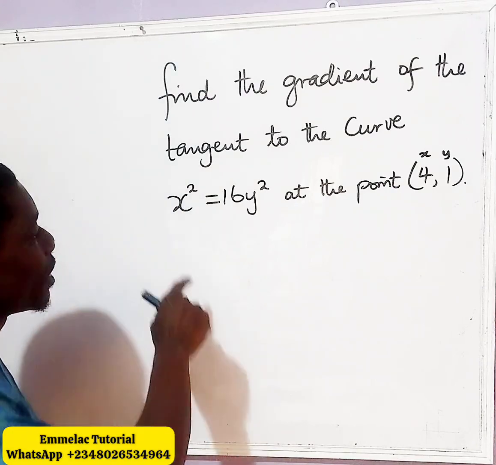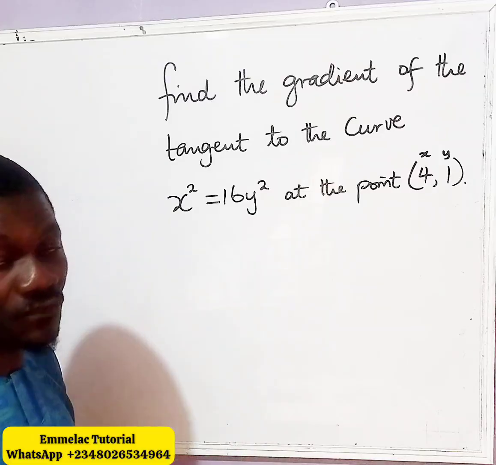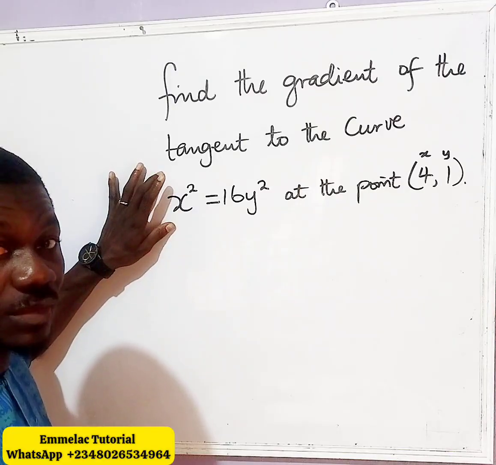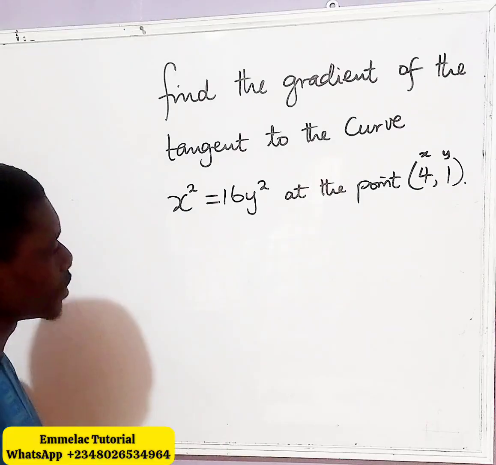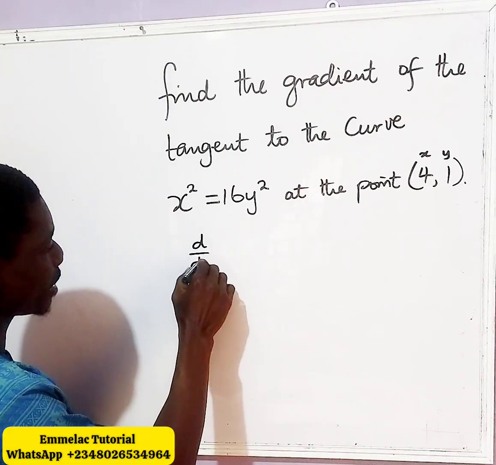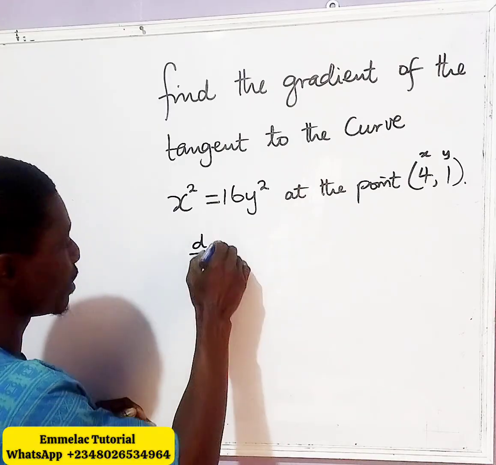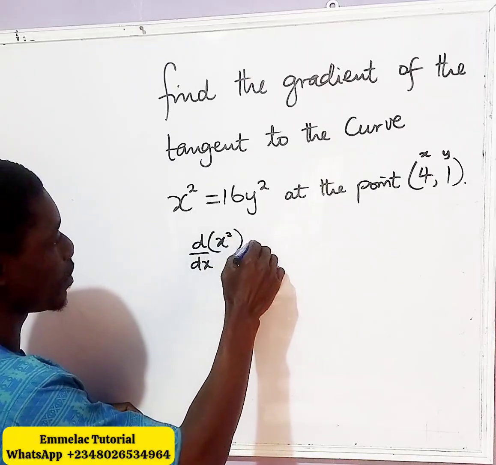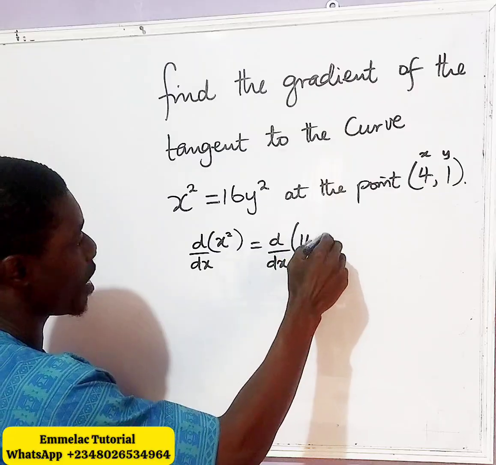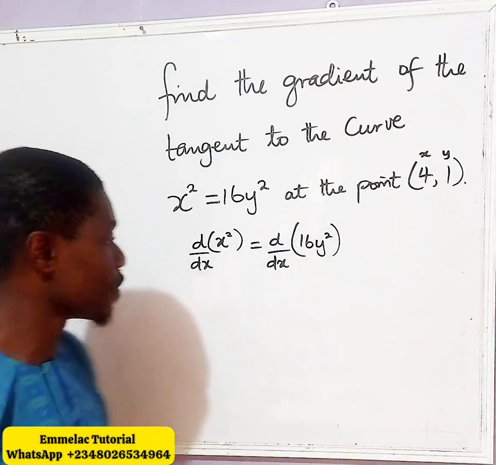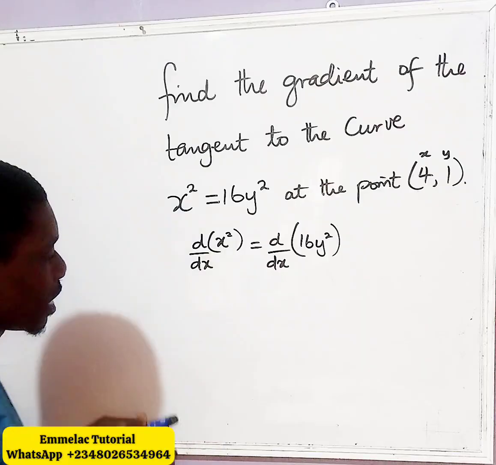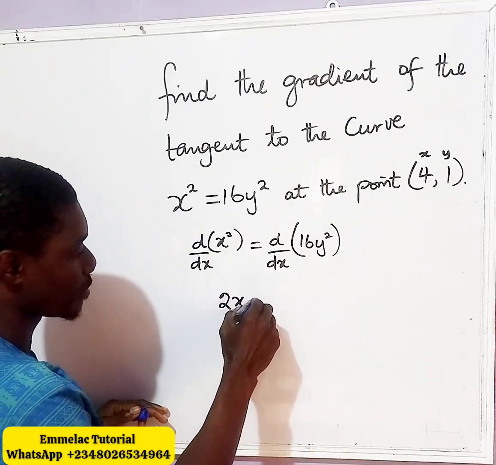Now, considering the fact that we have the x and the y variable, we'll be differentiating this function implicitly. So here we have d over dx of x squared equals d over dx of 16y squared. Moving further, differentiating x squared, here we have 2x.